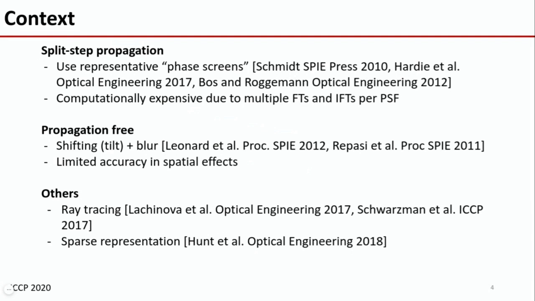Propagation-free methods also exist and primarily focus on the tilt effects and impart some spatially invariant blur. While these are fast, they are not necessarily accurate to the theory, specifically with respect to the blurring effects. Other approaches include geometric optics perspectives, such as ray tracing, or empirically driven methods such as sparse representation. This work fits somewhere in between split-step propagation and propagation-free methods.